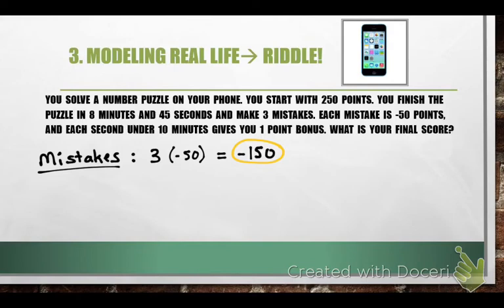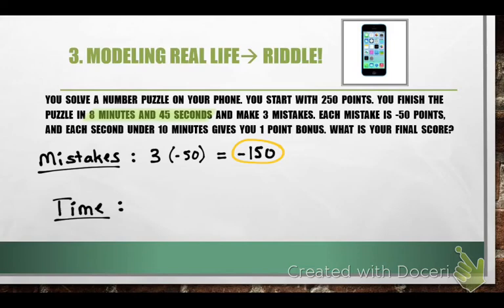Did anybody catch how we can get positive points when solving this riddle? Autumn, how do I get them? Very good. Each second under 10 minutes gives us a bonus point, okay? So our time can give us positive or bonus points. So let's write down the word time. Did anybody catch how long it took us to do this? How long was it, guys? 8 minutes and 45 seconds. Right here, 8 minutes and 45 seconds.